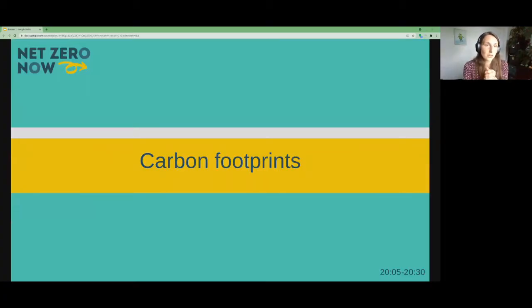So the second half of this evening is going to focus on carbon footprints. I'm going to give you yet another quick overview of some background knowledge, and then you'll have time to discuss carbon footprints and your findings and your thoughts amongst yourselves. So, background information on carbon footprints.